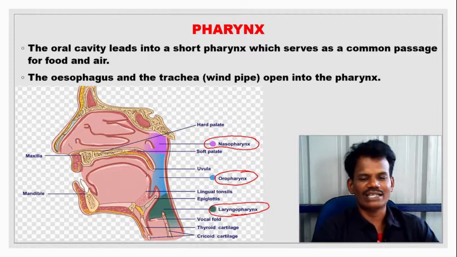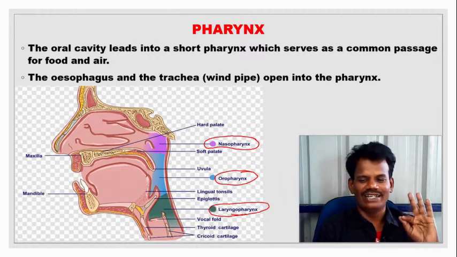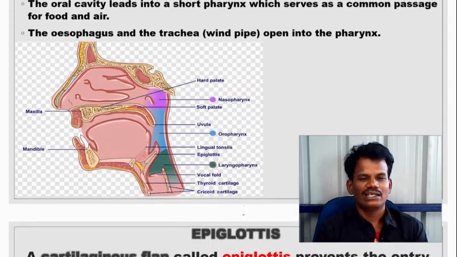So totally there will be a question like this: how many types of pharynx are there? So they are 3 in number. Okay, 3 pharynx are there. They are nasopharynx, oropharynx and laryngopharynx.